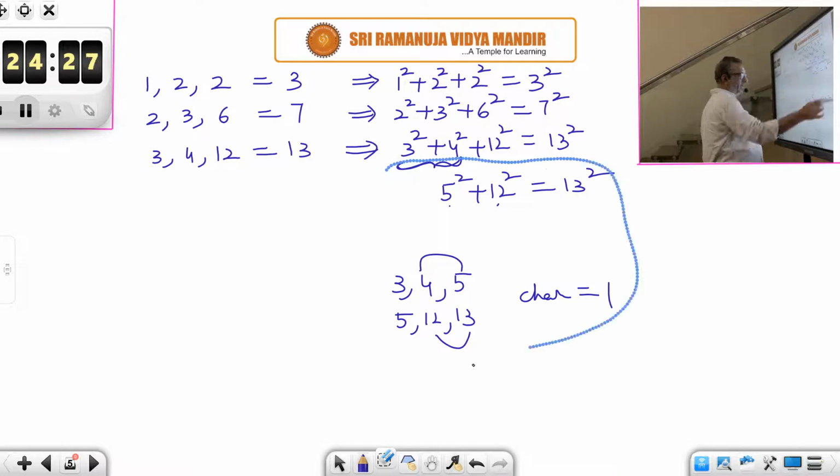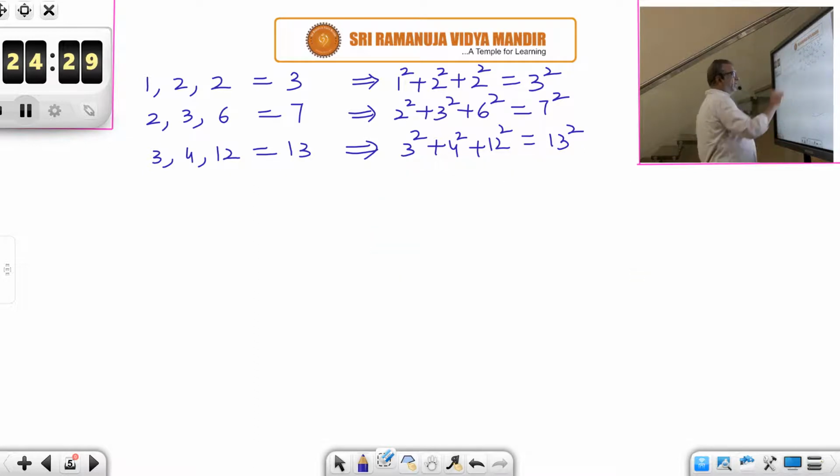Now my question is, can anybody tell what is the next one? Please raise your hand and tell what are the next numbers. Anybody in the class? 1, 2, 2 is equal to 3, 2, 3, 6 is equal to 7, 3, 4, 12 is equal to 13. There is a pattern there. Some pattern is coming out. So recognize the pattern and predict the next one. What is the next one? Any student from the class is welcome.